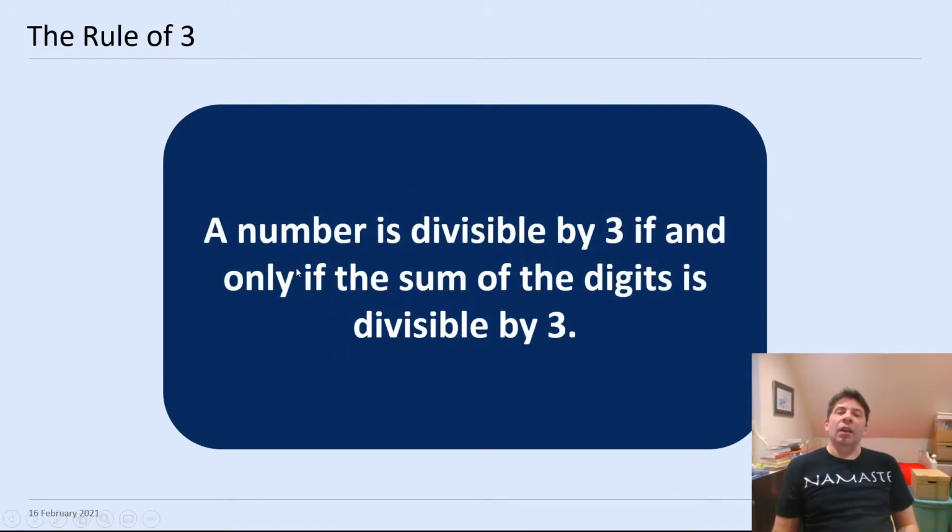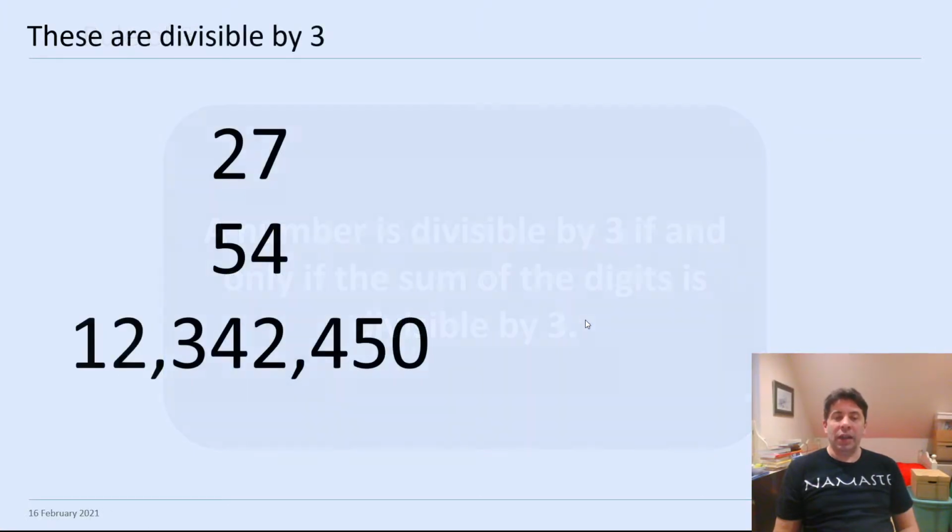Rule of 3. A number is divisible by 3 if and only if the sum of the digits is divisible by 3. So let's take a look. 27, let's add the digits. 2 plus 7 is 9, which is divisible by 3. 54, again, 5 plus 4 is 9.